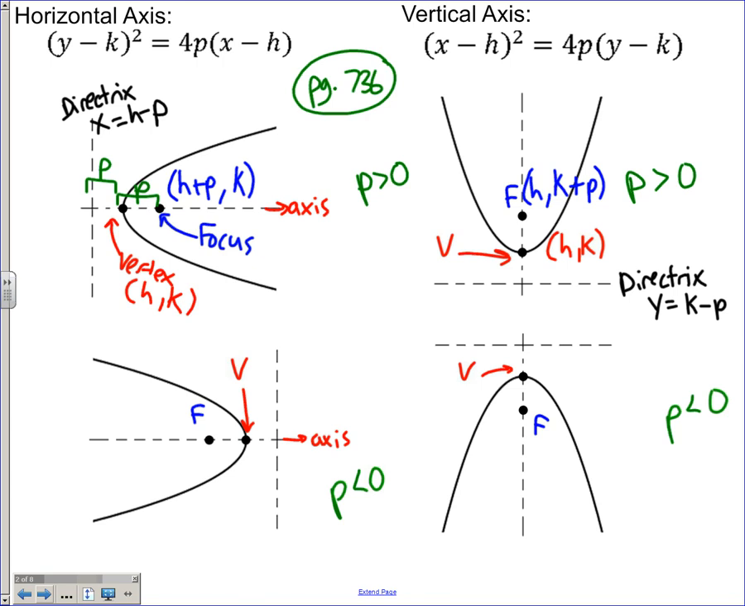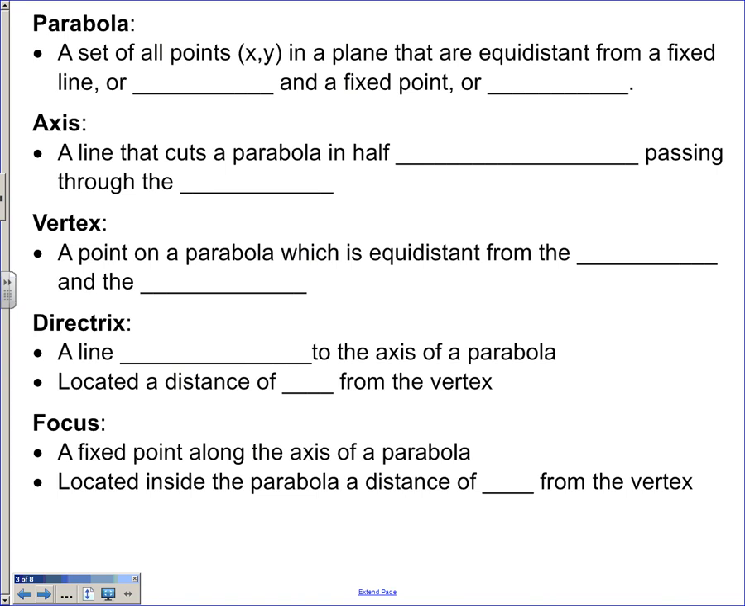So we're going to use these to help us with some examples, but first we're going to go through the definitions. Like I said at the beginning, a parabola is a set of all points in a plane that are equidistant from a fixed line, and the line is what we call our directrix, and from a fixed point, which we call the focus. Parabolas are a little different because we only have one focus, we only have one vertex. Our axis is the line that cuts our parabola in half symmetrically, passing through the vertex. It also passes through the focus, which we'll talk about a little bit later.